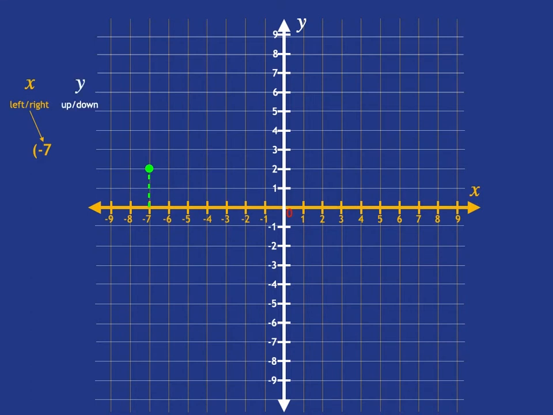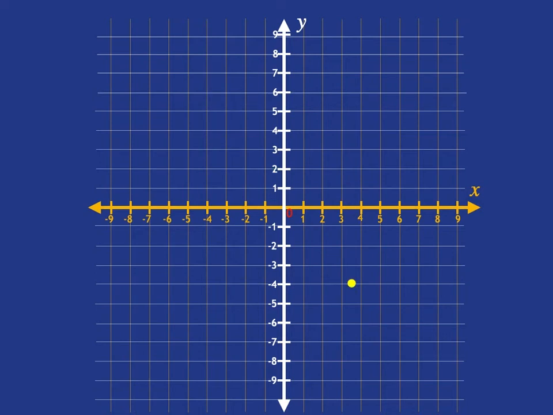We then need to know how far up or down we are from the origin. The y-axis is the measuring stick for that, so let's go across to that, and we will see that we are on a level that's 2 steps up from the origin, and so our y-coordinate is 2, so the name of that green point is (-7, 2).